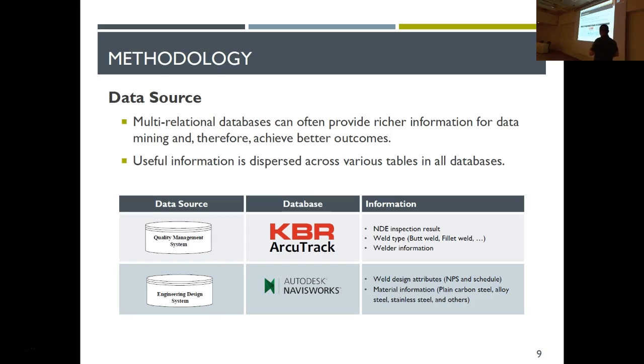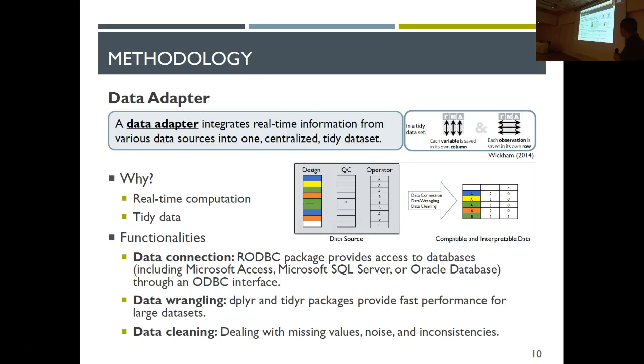Everybody's familiar with this. So the information from the quality management system are NDE inspection results, weld type, including butt weld, fitted weld, and other types, and welder information. And information from the engineering design system are weld design attributes like the NPS, that's the internal diameter of pipe, and schedule, that's the thickness of pipe, and material information, and I mentioned 4 types of materials.